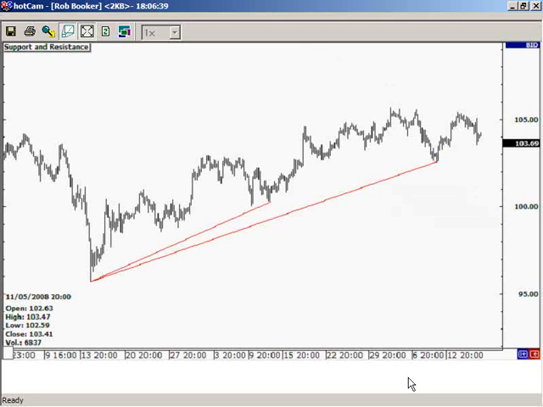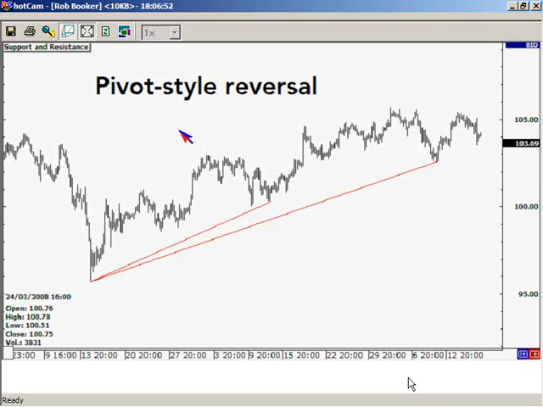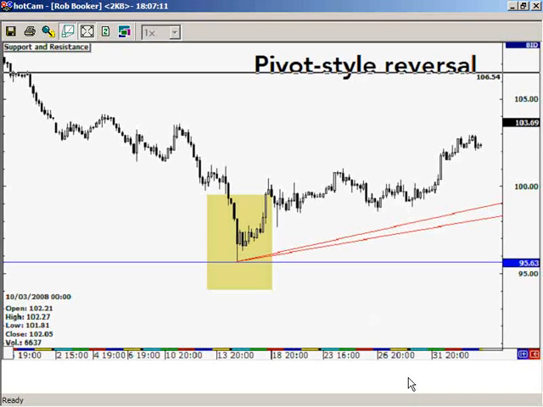What's the definition of an A or a B? We are looking for a pivot style reversal. Imagine that the currency pair operates like the hinge of a door, and that the door opens and closes on this hinge. It falls to this area right here at the bottom, Dave. In this case, this is the dollar yen 4-hour chart, and it falls to 95.63. When it falls to 95.63, it rises back up and bounces off of that level.